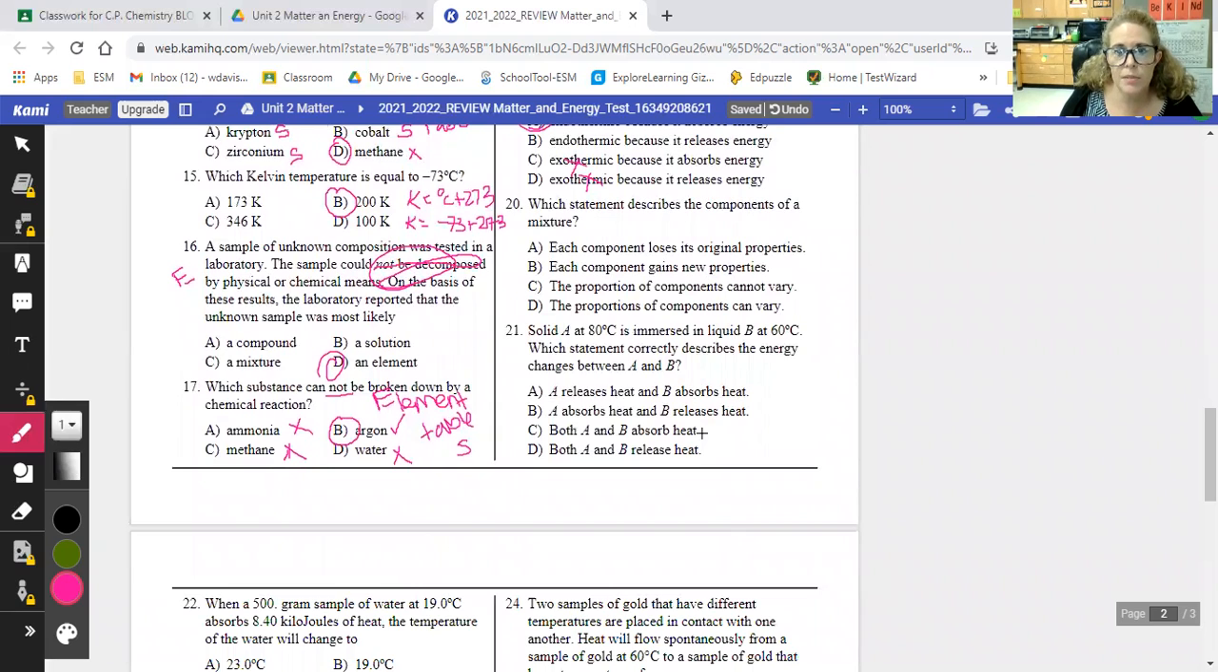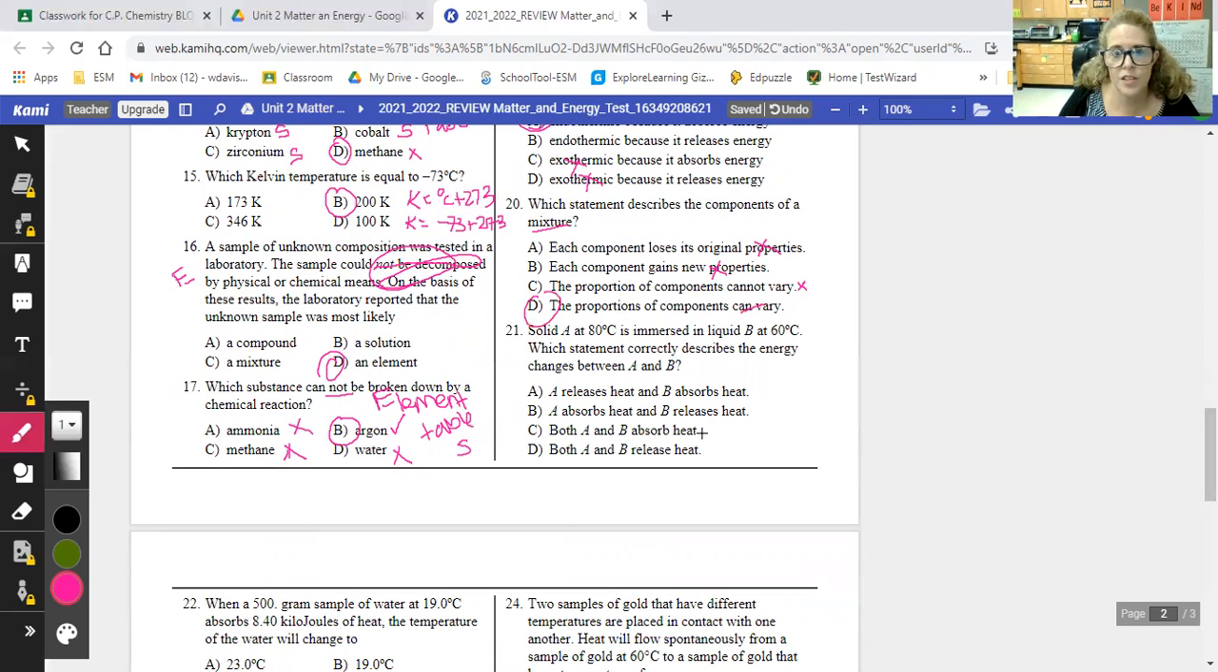Which statement describes the components of a mixture? Each component loses original properties? Nope. Each component gains new properties? Nope. The proportion of the components cannot vary. That's not true. I can make a mixture and I can have a little bit or a lot of the different substances. I get to decide. So the proportions can vary.